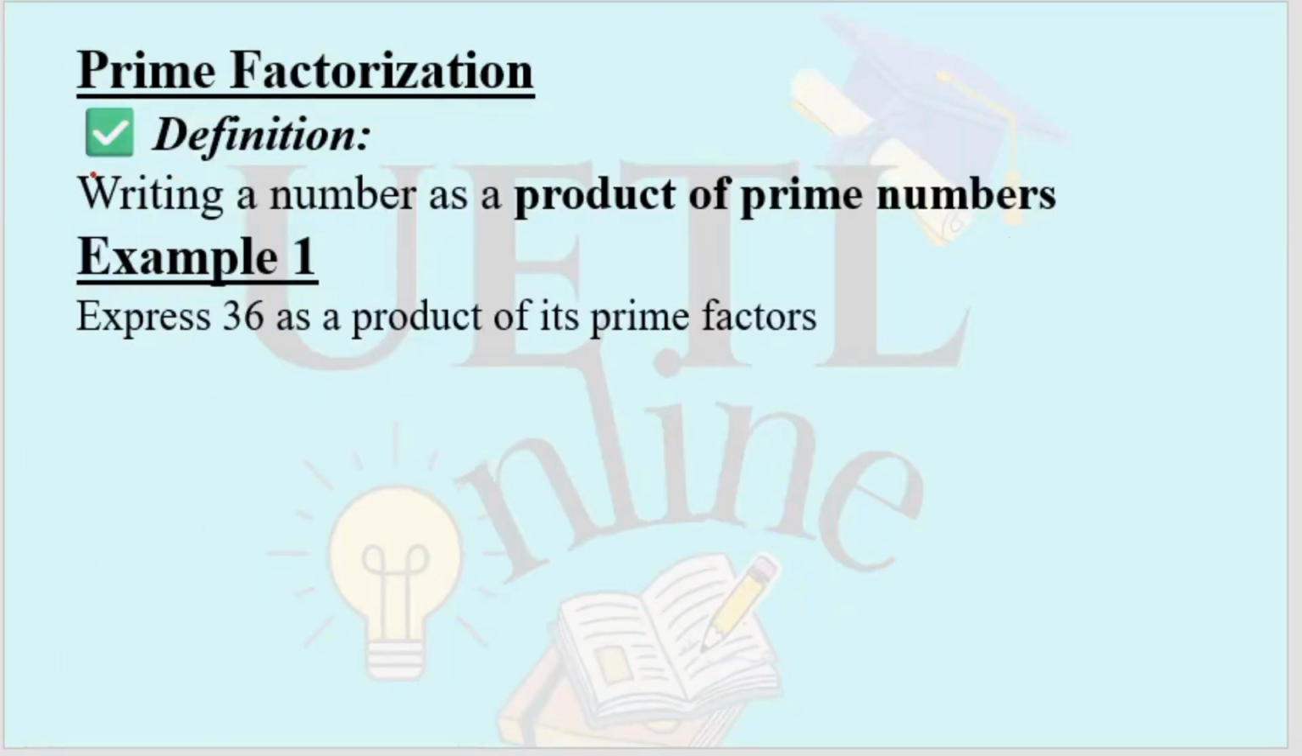Next, let's talk about prime factorization. Its definition is writing a number as a product of prime numbers. So you are taking a number and writing it as a product of prime numbers. Let's see what it means. Say you have a question that says express 36 as a product of its prime factors. This is prime factorization.